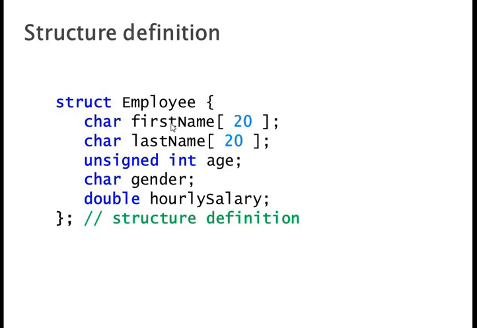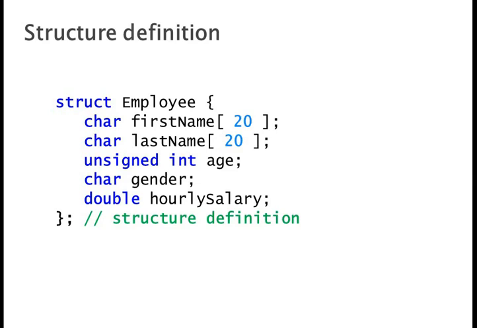For example, this is first name, a character array. After that, a character array for last name. After that, an unsigned integer age. After that, a character for the gender variable, and a double hourly salary. So this is the structure of an employee. You can create a structure for a student, or for particular data. It's up to you what you are referring to, what entity you want to create using a mixture of variables.